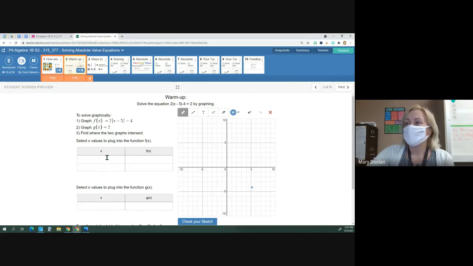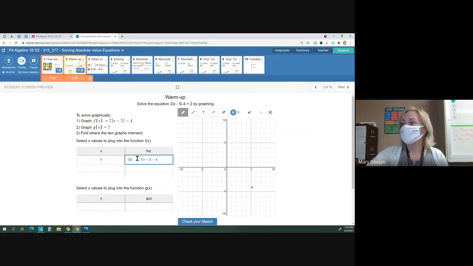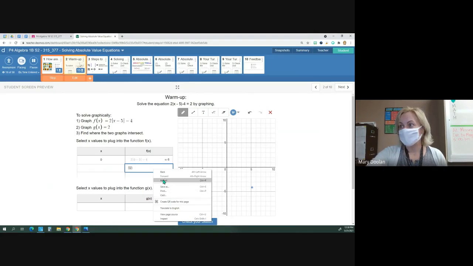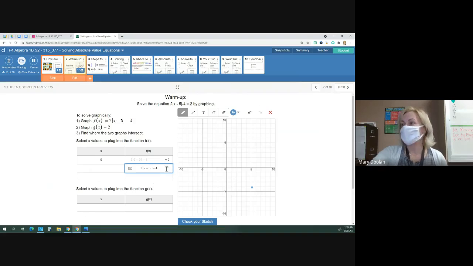If I pick a couple values here for x, maybe I'll pick 0 for x and see what happens. I can type in the function here. I wonder if it'll let me copy and paste this. Try it. Oh my gosh, that works. That's amazing. You can copy and paste it instead of trying to type it. But replace the x with 0. And as soon as you click out, it's going to solve it for you. I already have it copied, so I'm just going to Control V paste it.